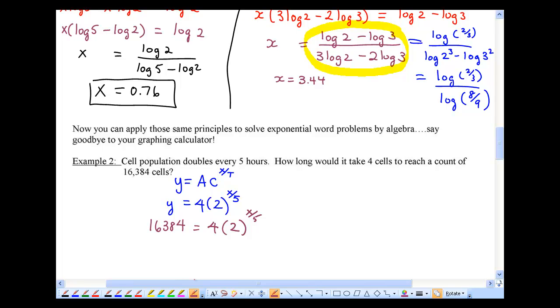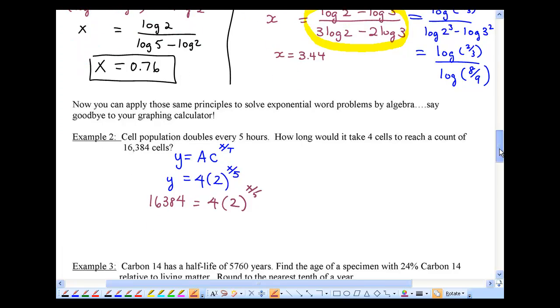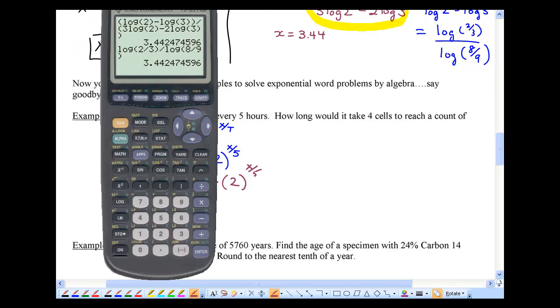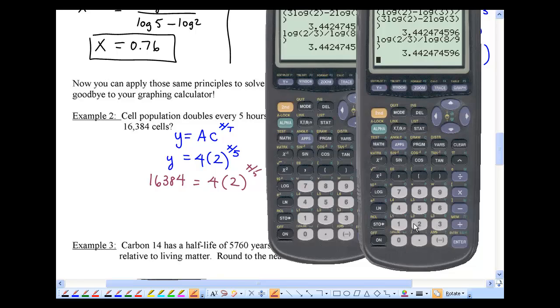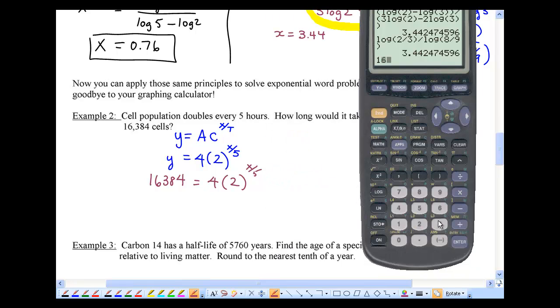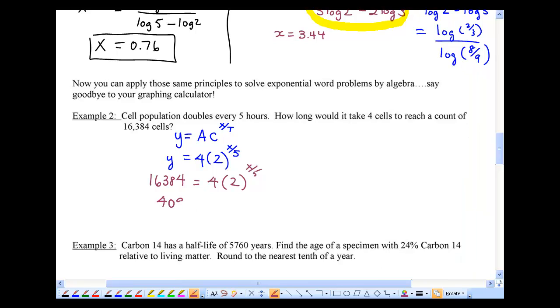And now we have a nice, lovely exponential equation that I'm going to ask you to solve. Yes, you can solve it too. So, how do we do this? Well, I'm going to ask you to try to isolate the exponents. So let's divide both sides by 4 first of all. Fun, isn't it? 16,384 divided by 4 gives you 4,096. That equals 2 to the power of x over 5.